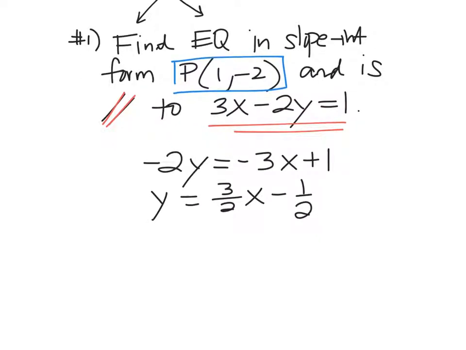Okay, so we have everything we need. I'm going to have the same slope because they're parallel. And I have that point right there. So let's go ahead and put this into point slope form.